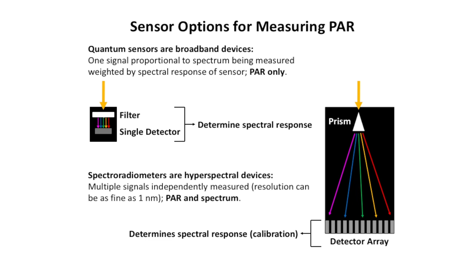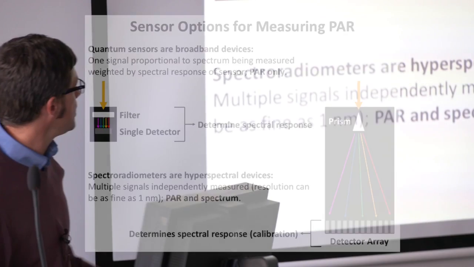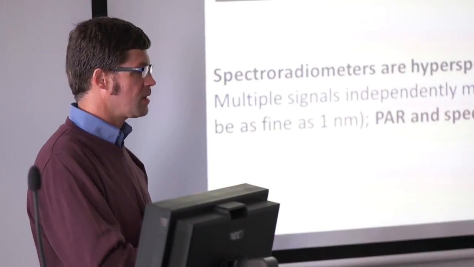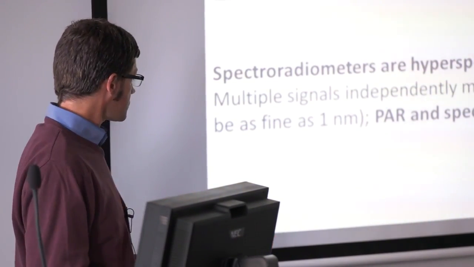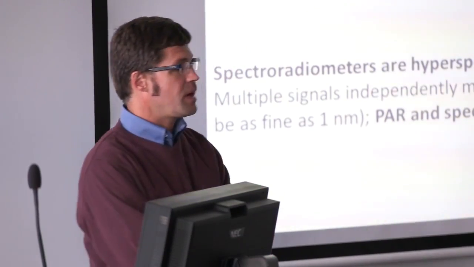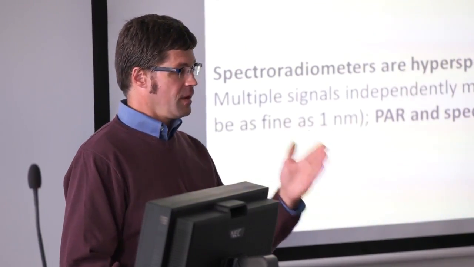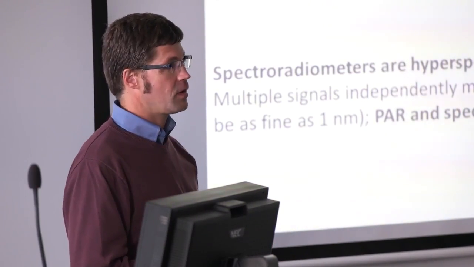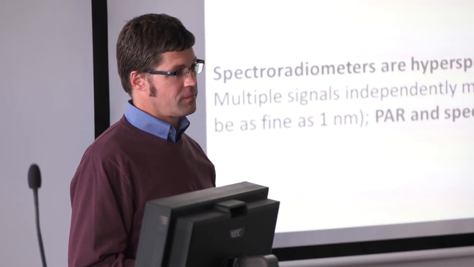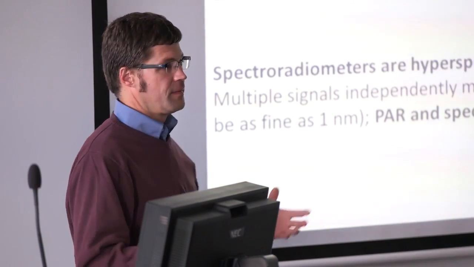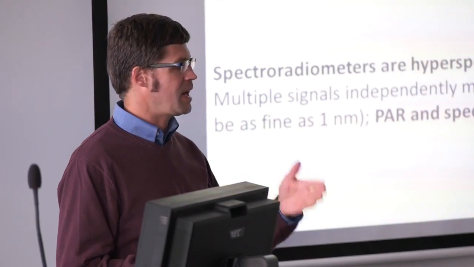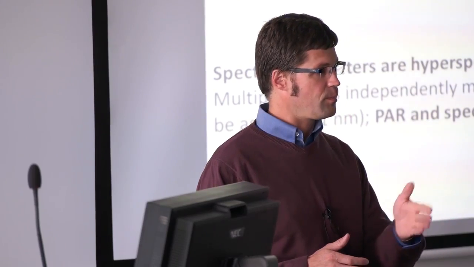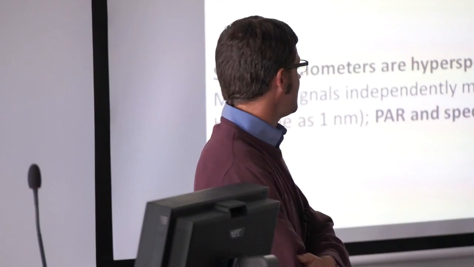Alternatively, rather than using a quantum sensor for PAR measurement, we could use a spectroradiometer. These are hyperspectral devices, meaning we're getting signals at multiple wavelengths. And so you actually can get spectroradiometers that give you a measurement at every single nanometer within the 400 to 700 nanometer range. That would be quite fine resolution. Oftentimes they give you a measurement at every 5 nanometers, for example. But the point is, you're actually getting a measurement at multiple positions across the wavelength range of interest.